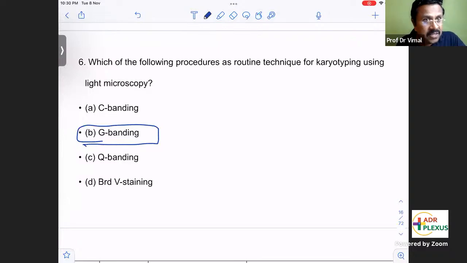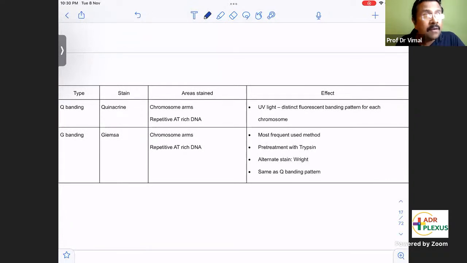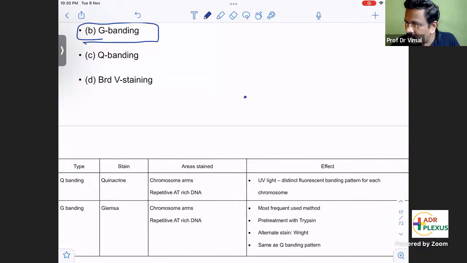But let us not stop with this point. Let us discuss all the other types of banding also. Please remember the 4 types of banding which are commonly performed in case of chromosome. This banding technique actually will be staining a chromosome. What is this banding?